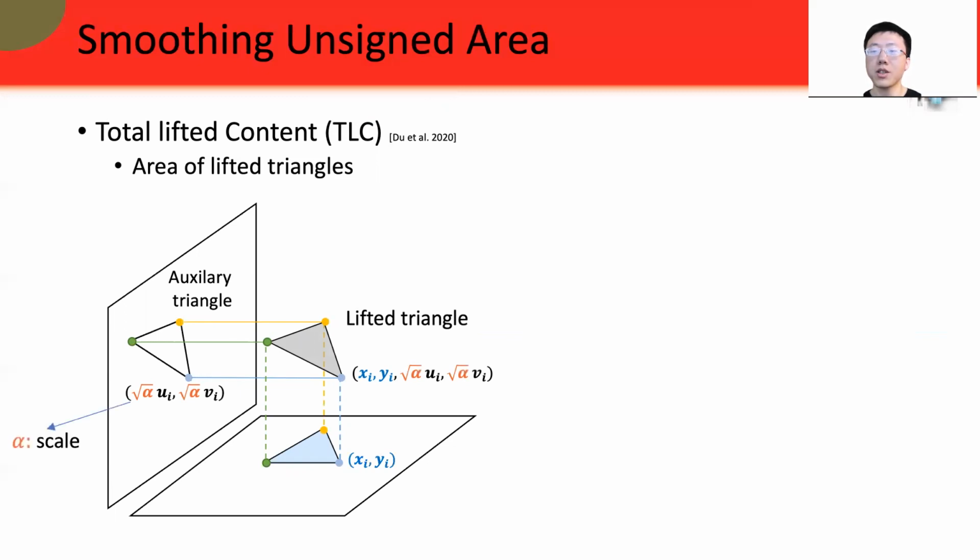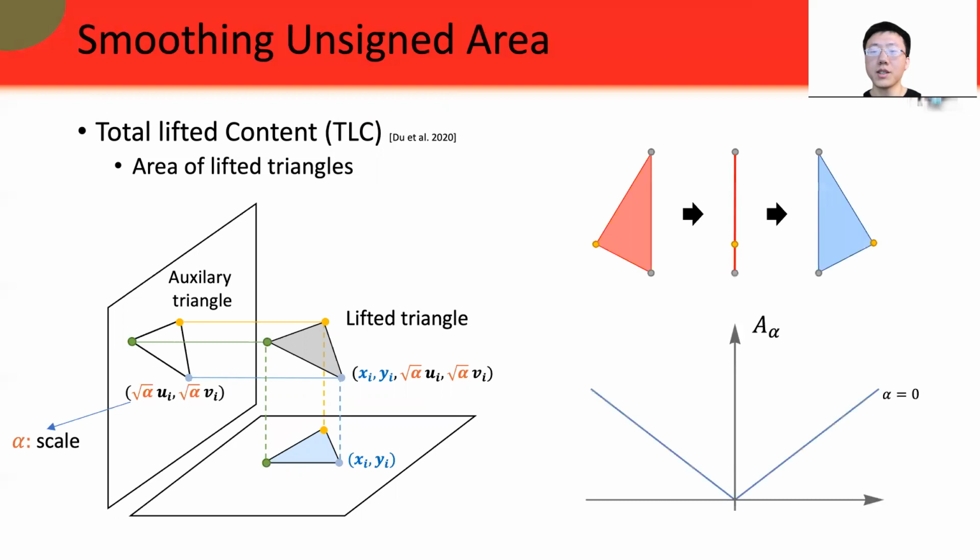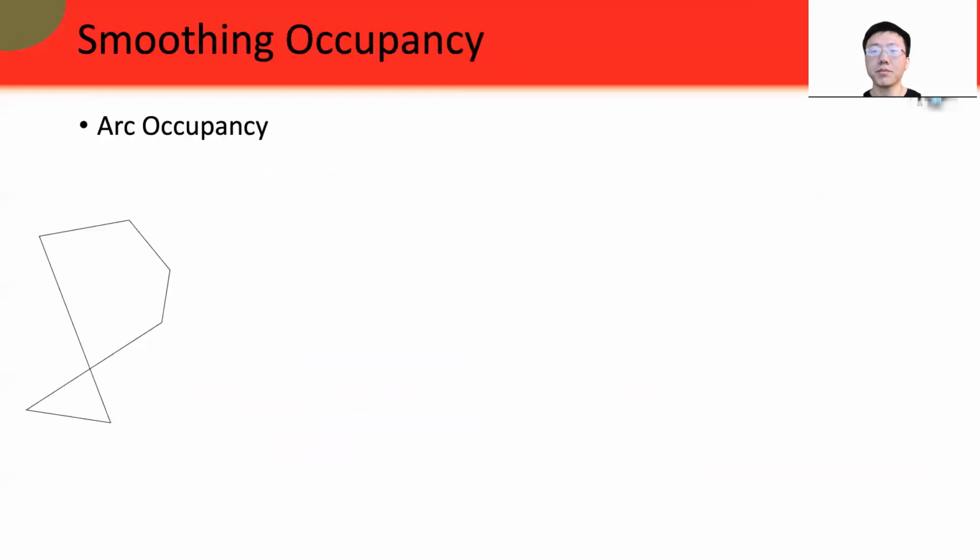The lifting is controlled by a parameter alpha, which also controls the smoothness of the energy. When alpha is 0, the total lifted content is the same as the total unsigned area. As alpha increases, the energy becomes smoother.